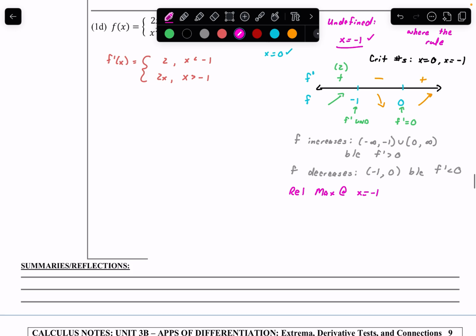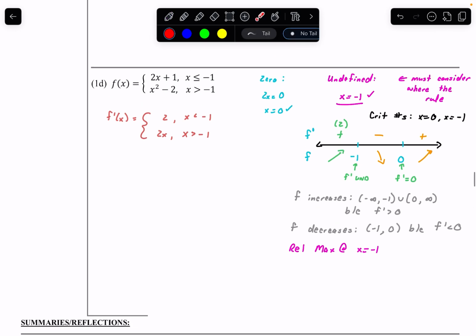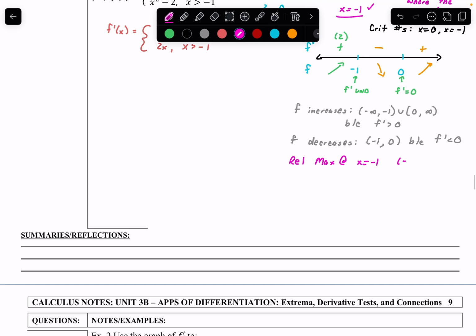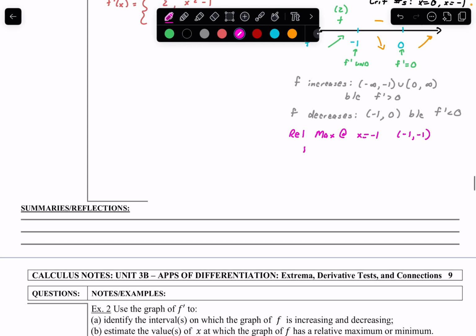If I want to know exactly what that value is, it happens to be where the rule changes, but I would plug that back into the original. So 2 times -1 plus 1. So the point is going to be (-1, -1). And we're going to use the first derivative test and say because f prime changes from positive to negative.